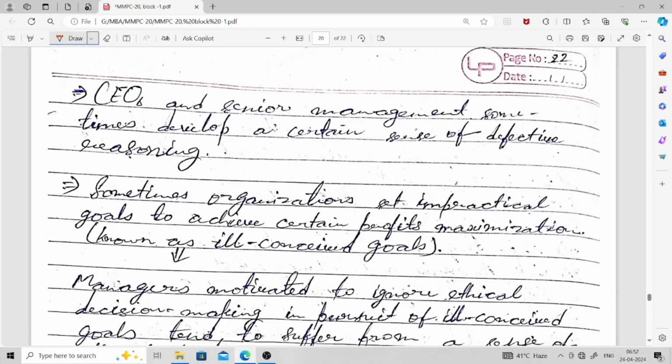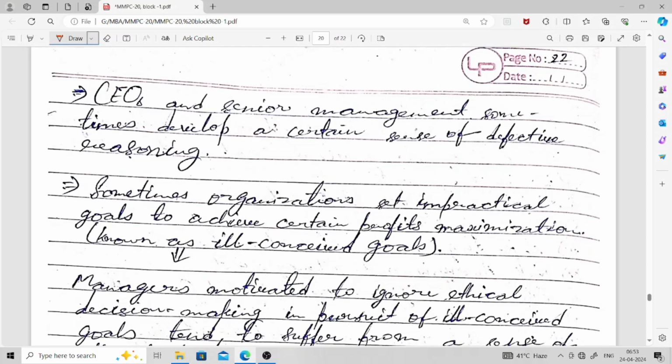So that's given here. The CEOs and senior management sometimes develop a certain sense of defective reasoning. The top CEOs and senior management are top management people, so they sometimes develop defective reasoning, and on the basis of that defective reasoning they make decisions which may not be ethical, but due to defective reasoning they think that this is ethical.